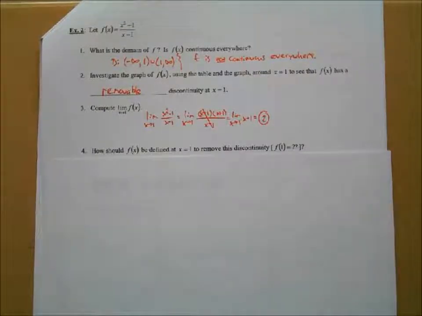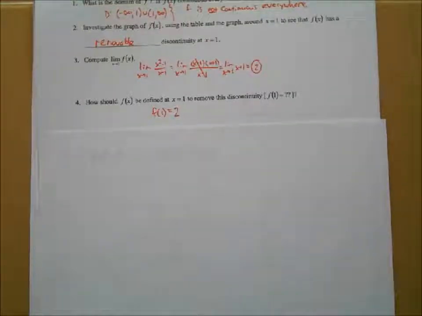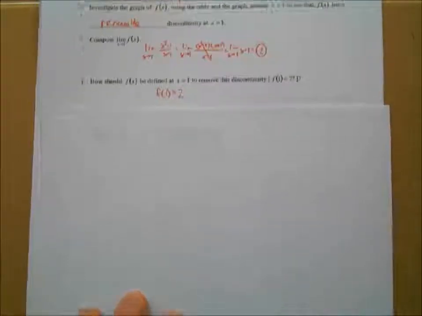Okay, next. How should f of x be defined at x equals 1 to remove this discontinuity? In other words, f of 1, we want it to equal what? 2, right? We want it to be 2, and so we'll make it equal to 2. Okay, we want f of 1 to be 2. So that way it would work.